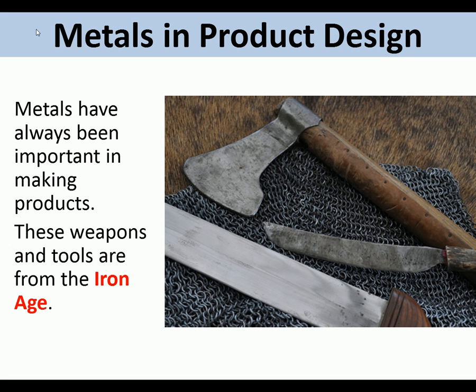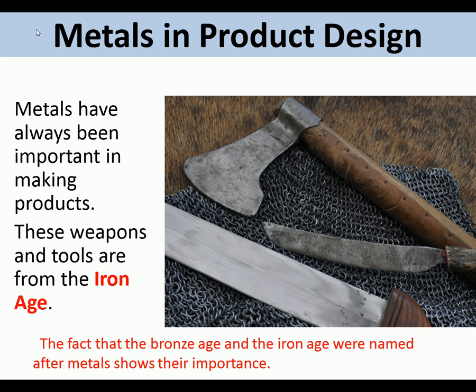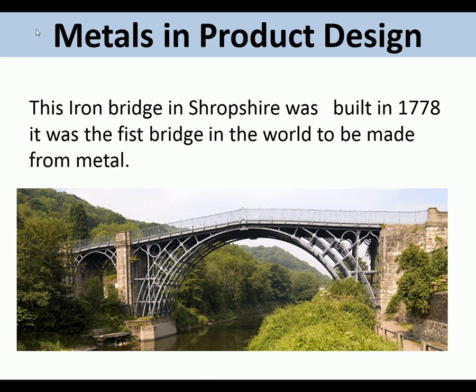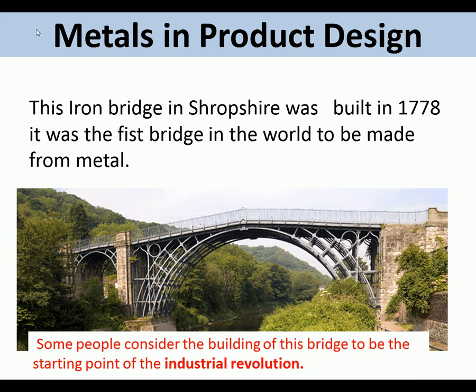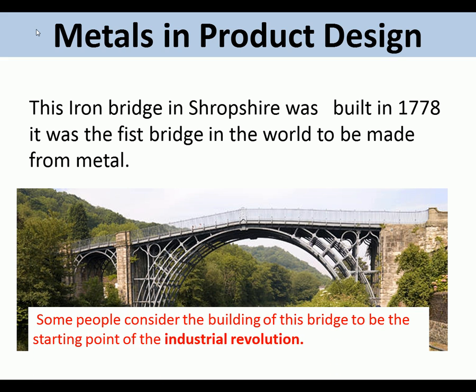So, metals in product design. Metals have always been important in making products. These weapons and tools are from the Iron Age. The fact that the Bronze Age and the Iron Age were named after metals shows their importance in making products and artifacts. This iron bridge in Shropshire was built in 1778. It was the first bridge in the world to be made from metal. Some people consider the building of this bridge to be the starting point of the Industrial Revolution.